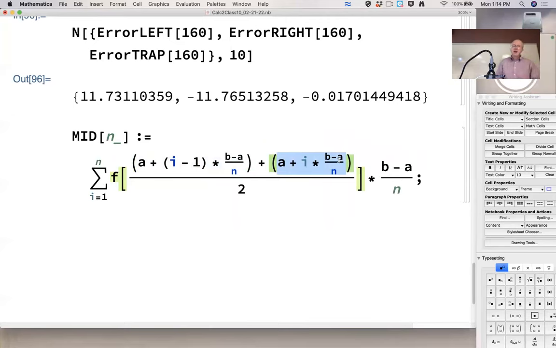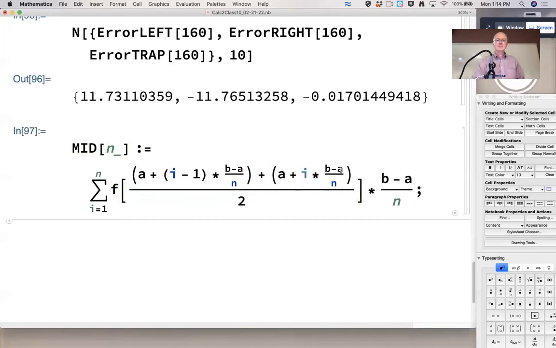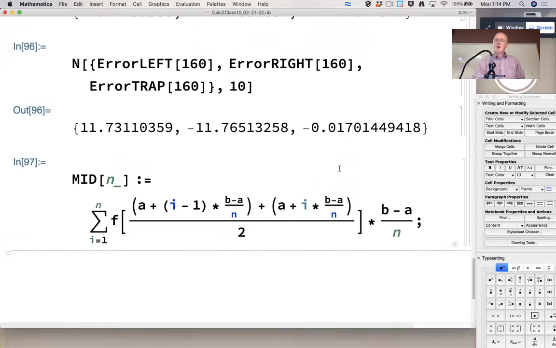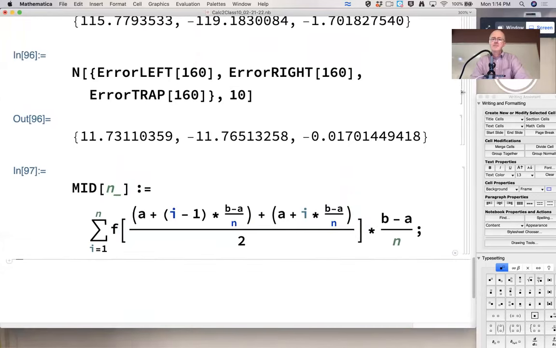This could be simplified. Like the a's could be combined to give you a 2a. The b minus a over n could be distributed through the parentheses there and combined with that. It could be simplified, but it's probably best just to leave it like this. That's entered. That's the midpoint rule. Question? Another good way of thinking about it, the left-hand rule, is that a is increased by half of delta x. That is another way to think about it, and that's okay.